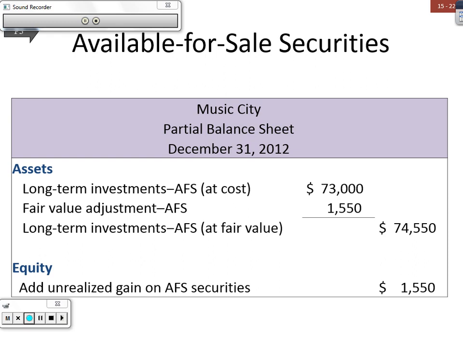But remember, if it's short-term, and short-term assets mature within 1 year or less, then short-term investments are going to be listed under current assets. And if it's long-term, fair value, all that good stuff, is going to be located under non-current or long-term assets. So here, long-term investments at cost, available for sale, $73,000, with a fair value adjustment of $1,550. That means long-term investments now change to $74,500. Notice that the unrealized gain or loss from the previous slide is also listed down here under equity, because it was an equity security dealing with stock.